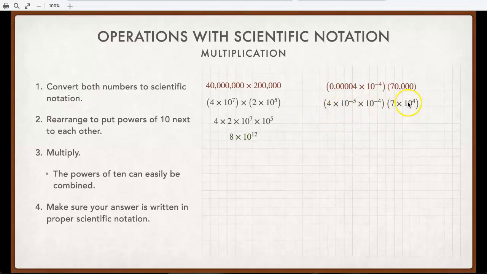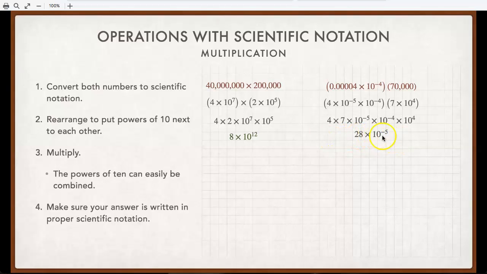Again, this is all multiplication here, even though there's no multiplication sign written there. 2 parentheses next to each other tells us multiplication. So we can rearrange the order here. 4 times 7 times 10 to the negative 5th times 10 to the negative 4th times 10 to the 4th becomes 28 times 10 to the negative 5th because we add the exponents together. Negative 5 plus negative 4 gives us negative 9. Plus 4 gives us negative 5 again.